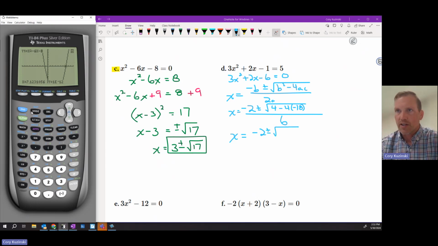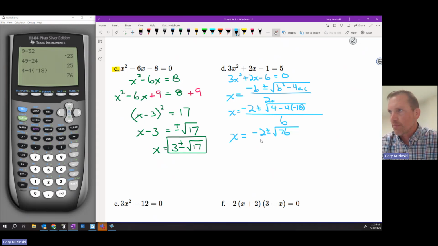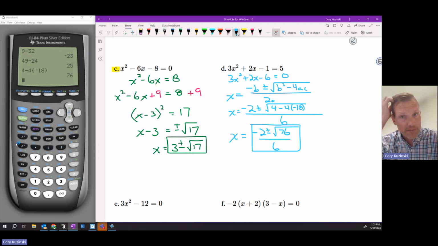Let's do this on the calculator. 4 minus 4 times negative 18 is 76. That's an irrational number. So it can be simplified, but I don't feel like getting into that at this level of math right now, with how much time we have left in the year. So let's just leave it at that.